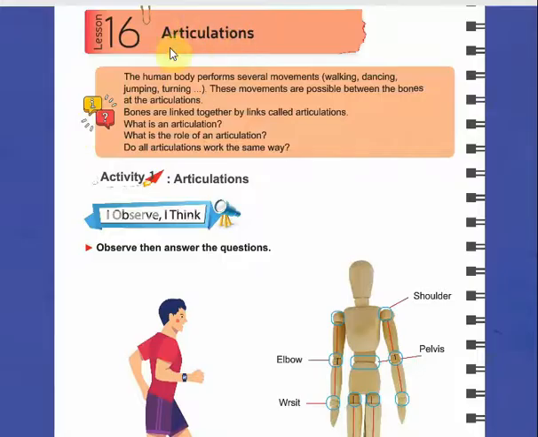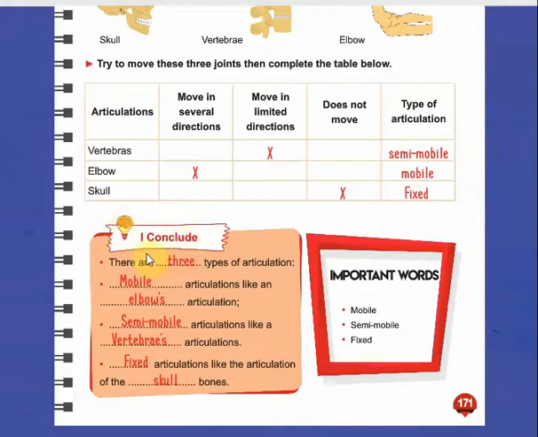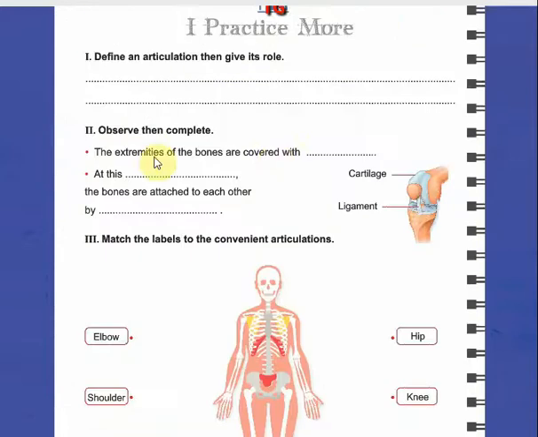Our second lesson is about the articulations. In this lesson, I just want you to remember that there are 3 types of articulations. Mobile articulations like the elbow's articulation, semi-mobile articulations like the vertebrae's articulation, and fixed articulations like the articulation of the skull bones. I also want you to study I Practice More.